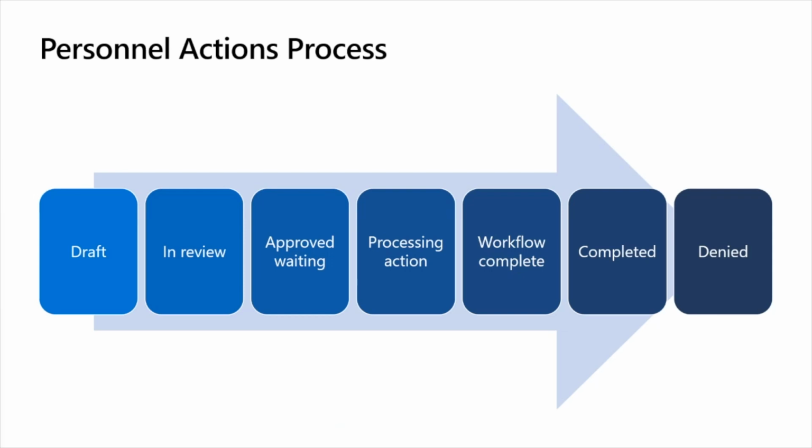Simply, it's in draft. In review means that the personnel action has been submitted to the workflow, but the workflow is not completed. Similar to that, approved waiting means that the workflow is completed, but the changes are still in process. Different reasons could be that it's canceled, that the workflow was canceled, or the personnel action was recalled, or it was rejected by the approver. Processing action means that the action request has been approved and the changes are being processed. And then workflow complete is when the workflow is completed and the changes have been processed.